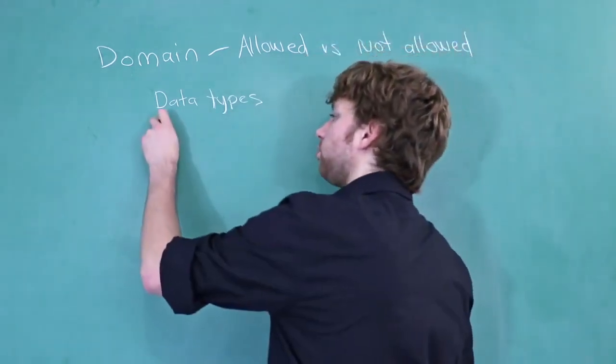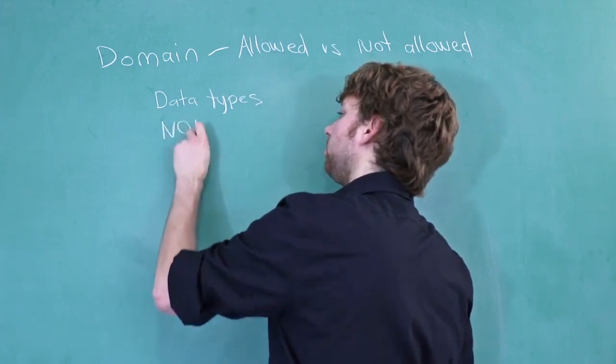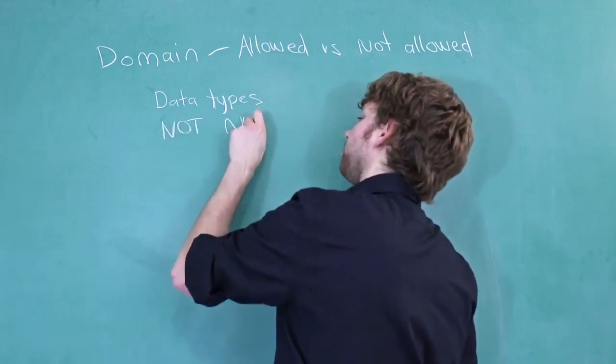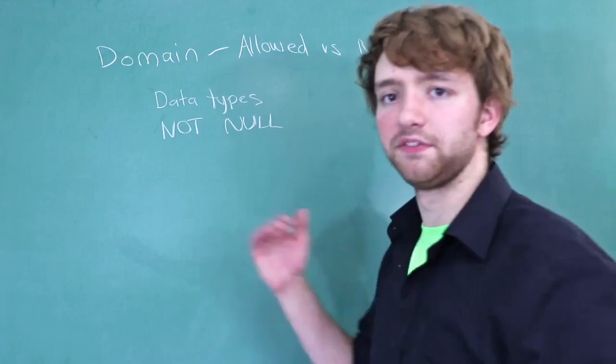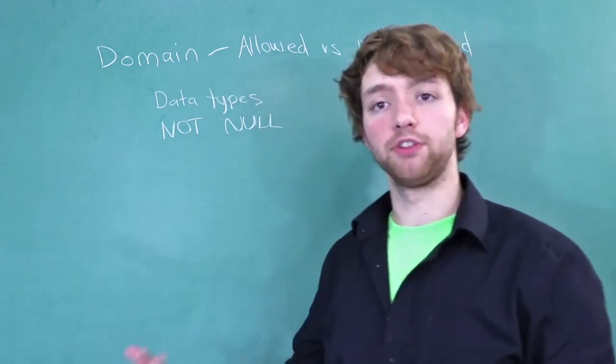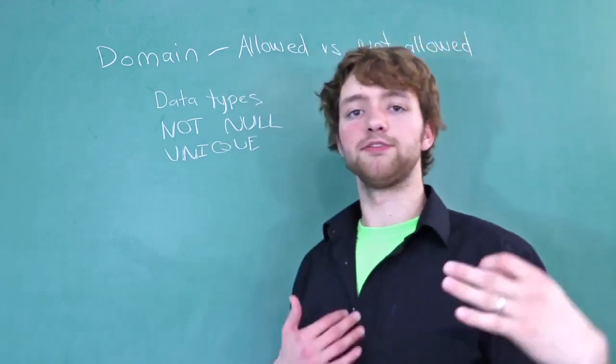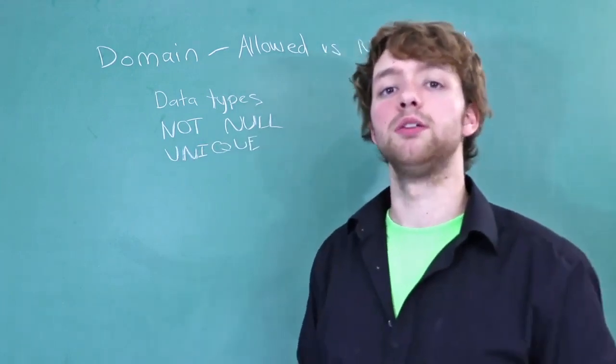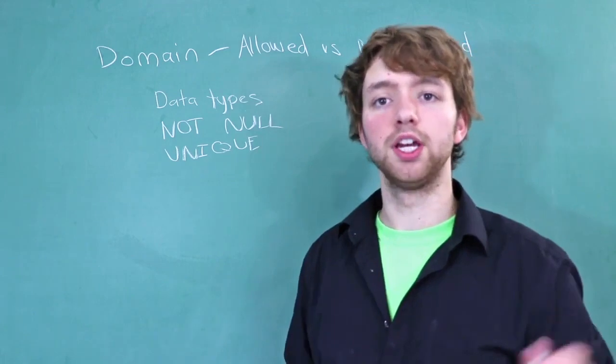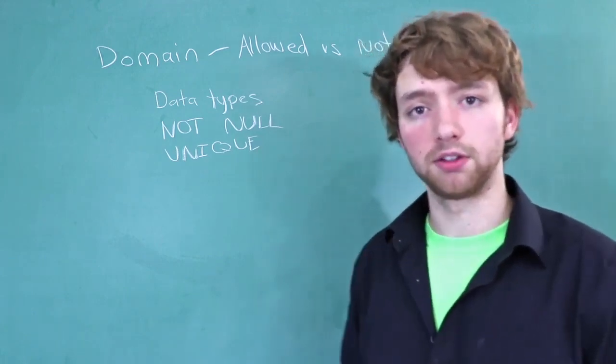The other way are some general rules. You could use not null. This is an example of a constraint. That would basically force every single row to have a value for that column. You could use unique. That's going to force every single value for that column to be unique, meaning once a value is used, another row cannot use that value.